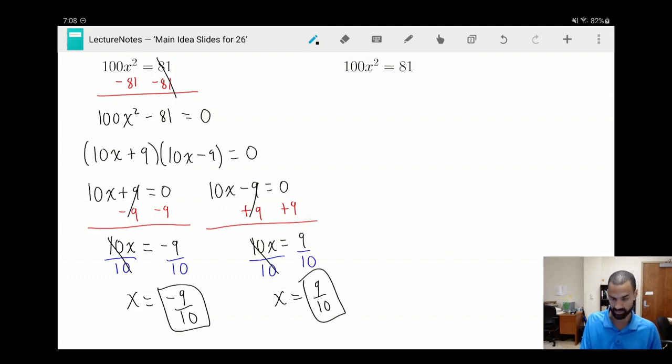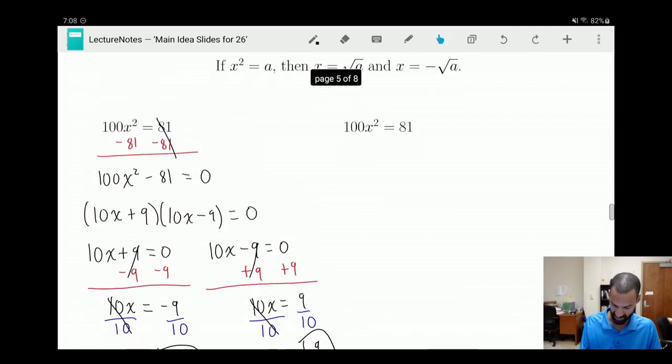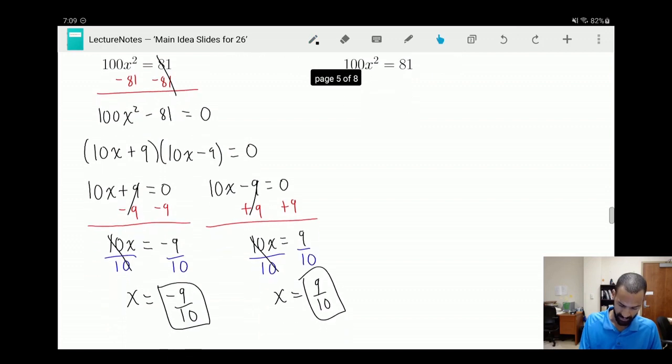Okay, let me point something out here. These are the same numbers with different signs, right? 9/10 and negative 9/10. You have a positive and a negative. And also notice, in the square root property, you have a positive answer and a negative answer. Also notice, the square root of 81 is 9. The square root of 100 is 10. In other words, 9 times 9 is 81. 10 times 10 is 100.